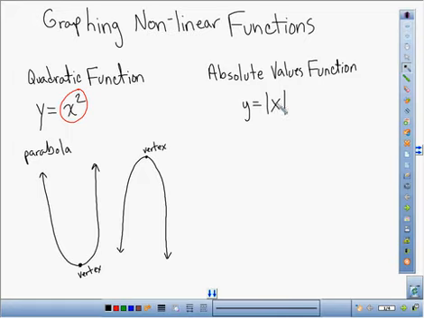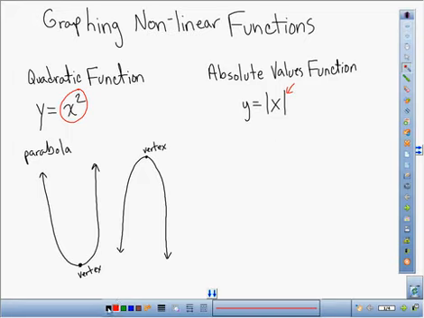All right? And so, again, you can have other stuff in there. You can have x plus 2 inside the absolute value bars. You could have the absolute value of x and then have minus 2 outside the absolute value bars. You could have numbers multiplied in there. All that matters is that you see these absolute value bars. They're the dead giveaway that it is an absolute value function.